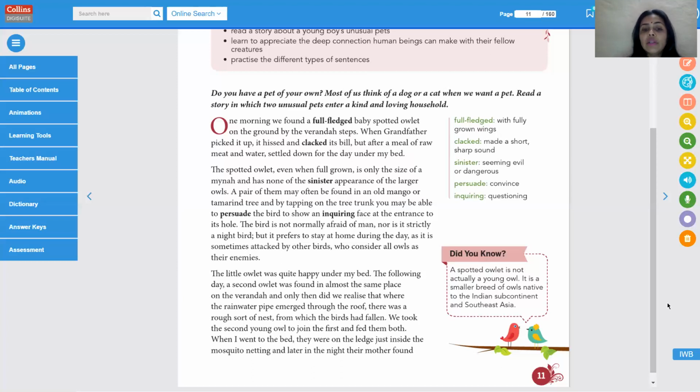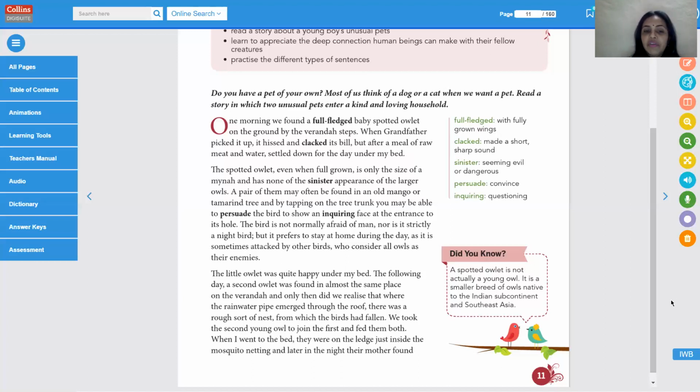And has none of the sinister appearance of the larger owls. Sinister means seeming evil or dangerous. Because they were owlets and so sweet and cute, they did not have that evilish appearance that owls generally have. We are scared to see owls because of that appearance, and moreover they are active at night, so naturally that also gives us trauma and tension. So for us, when you see an owl at night, it is scary. But these owlets did not have that scary look on their face.